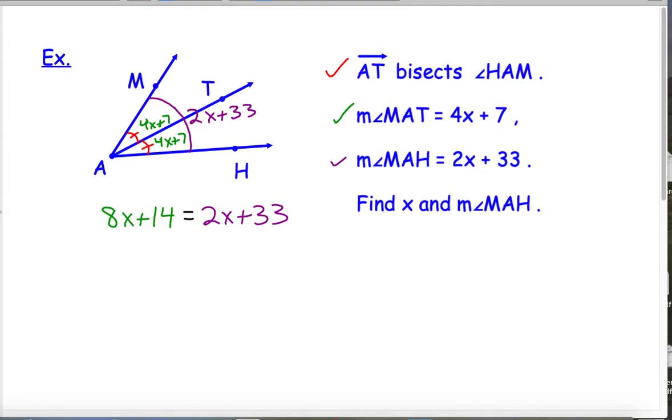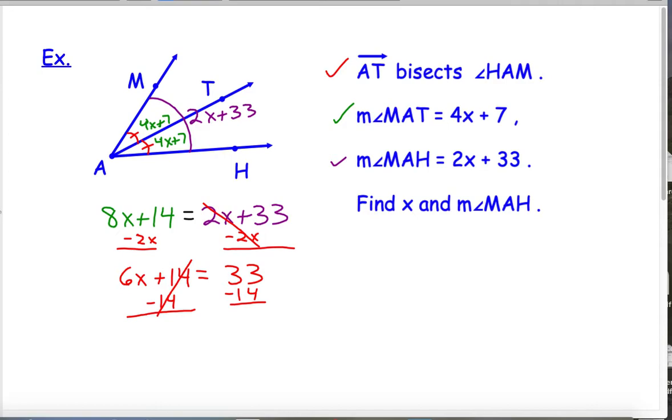And now I need to solve that. So I would subtract 2x from both sides. And then I'm going to have 6x plus the 14. Bring my equal sign down. Those two x's cancel, and I'll just have 33 on the right side. Now I'm trying to get x by itself, so the opposite of plus 14 is minus 14. So that's 0, and I just have 6x on the left side. 33 minus 14 is 19. This doesn't look good. And then I divide by 6, and I get x equals 19 over 6.